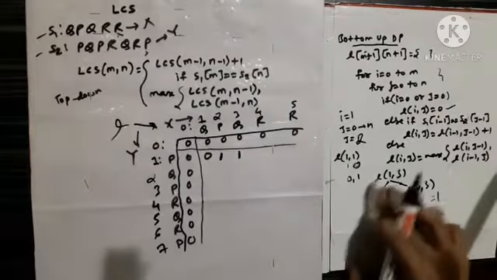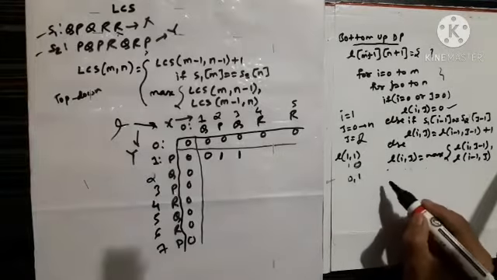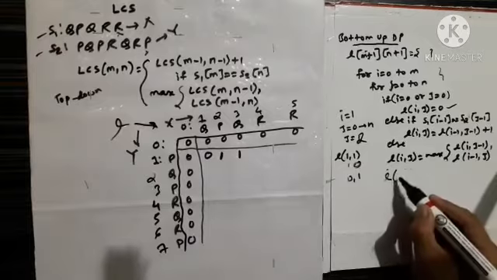Okay, let me dry run one more time, then we'll understand. Now suppose I have to calculate for i equals 1 and j equals 4.